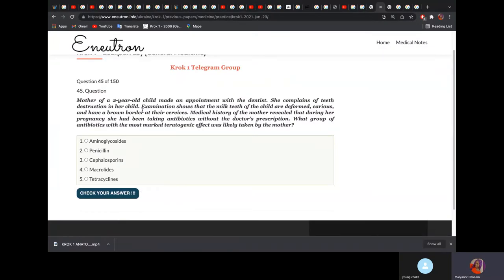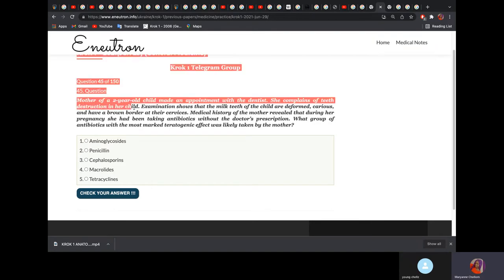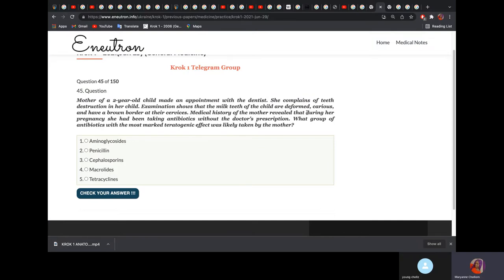Yes. Mother of a 2-year-old child has made an appointment with the dentist. She complains of teeth destruction in her child. The milk teeth are deformed. It revealed that during pregnancy, she had been taking antibiotics without the doctor's prescription, which caused this teratogenic effect. Why? Because we all know that tetracyclines, like doxycycline, have as one of their side effects destruction or yellowing of the tooth of the child. So that's why the answer will be tetracycline.